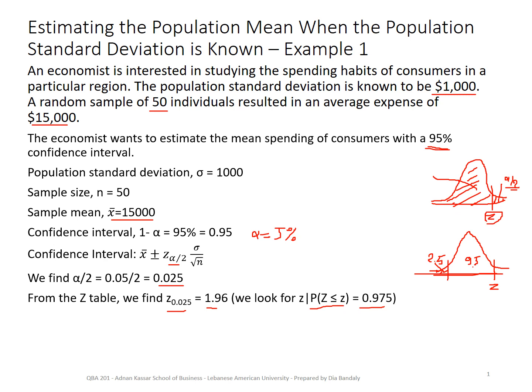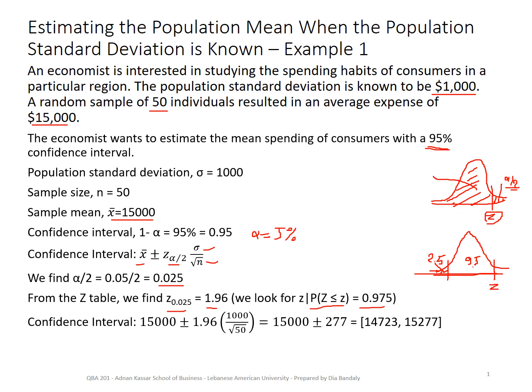And now I have all the terms because I know X bar, I know Z, I have sigma, and I have the sample size. So I plug everything in place and I get a confidence interval of X bar, which is 15,000 plus or minus 277. So for the upper limit I add the 277, and for the lower limit I subtract the 277, and this will be our confidence interval. I hope that was clear. Very simple, but yet you have to be very careful about the value of Z.